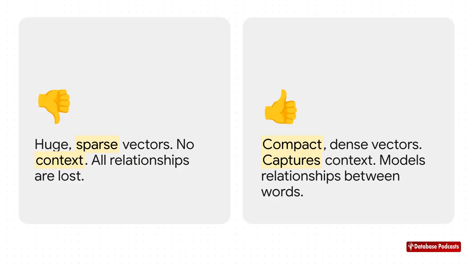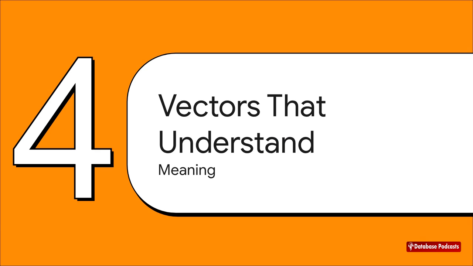So let's put it side by side. Word embeddings basically solve every single problem of the old way. Instead of being huge and sparse, they're compact and dense. Instead of having zero context, they are literally built from context. And this is the most powerful part. They actually model the relationships between words. But wait a minute. How can a list of numbers model a relationship? How does that actually work?